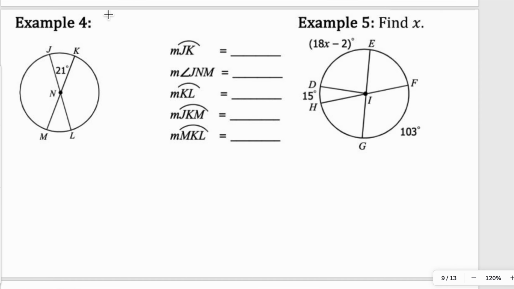Example 4, I'm going to have you pause and try this one on your own, and then when you're ready to check, go ahead and click play, and then we'll try example 5 afterwards.